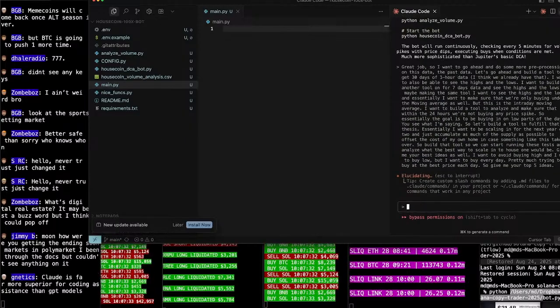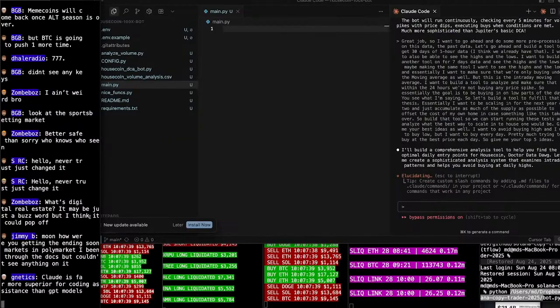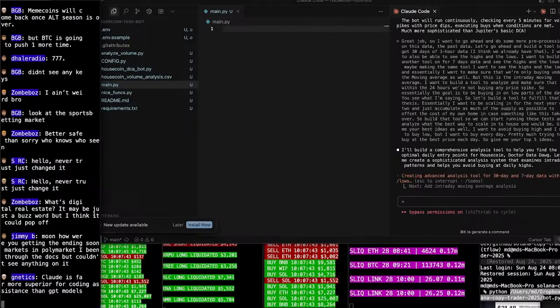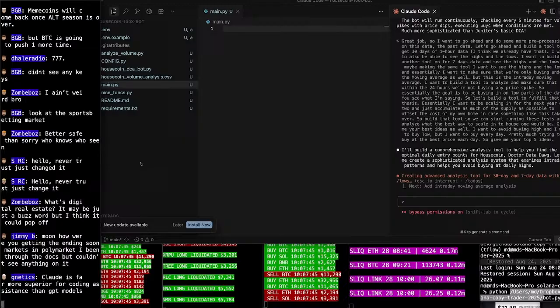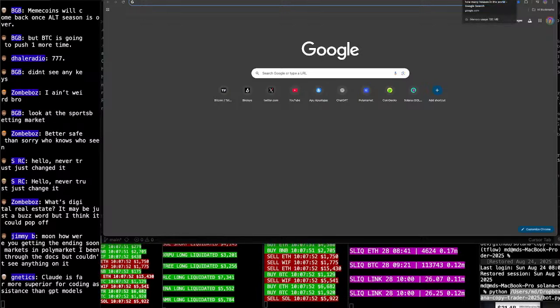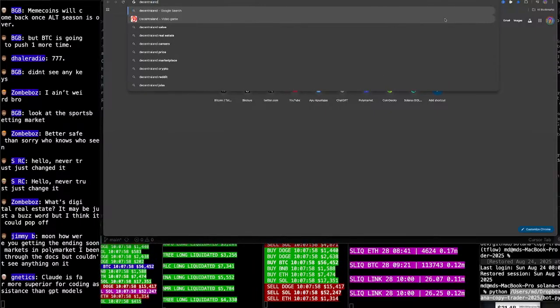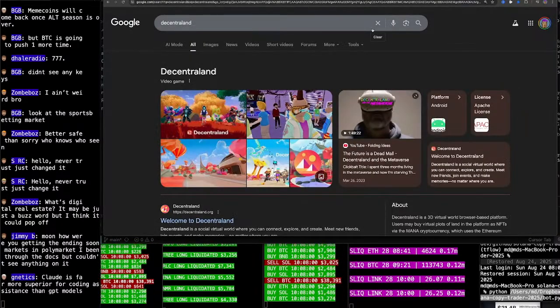Okay, so let's see. What's digital real estate? It may just be a buzzword, but I think it could pop off. Dude, I've been into this real estate thesis ever since Decentraland came out. I don't know if any of you guys remember Decentraland, but I've been so interested in the concept of digital real estate that I cannot fade Housecoin. I have to accumulate it.